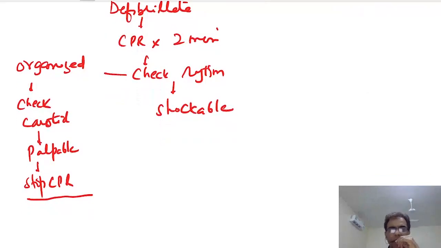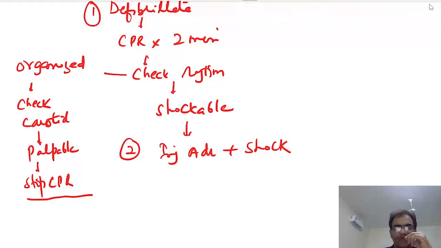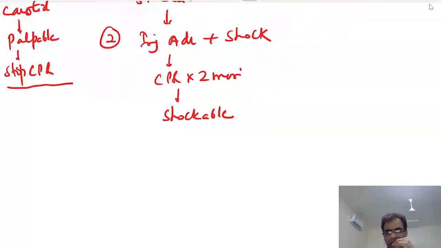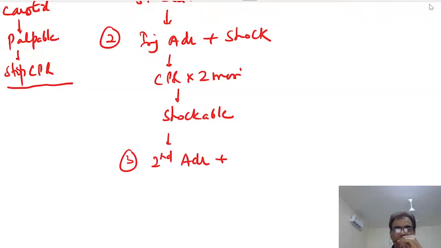Okay. Then say the rhythm is still shockable. If the rhythm is still shockable, then your next step would be to inject adrenaline and give a shock. And now again continue CPR for 2 minutes and then check the rhythm. If the rhythm is still shockable, the next step would be to repeat the second dose of adrenaline. Actually, before 2015 at this point we were using vasopressin, but that has been removed. So second dose of adrenaline plus shock, and again continue CPR for 2 minutes.